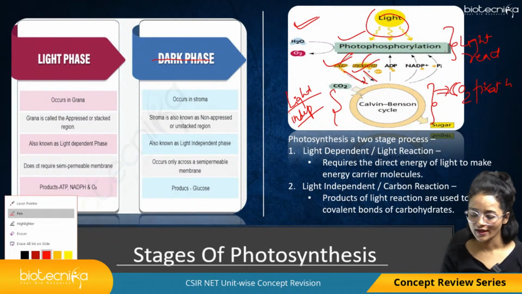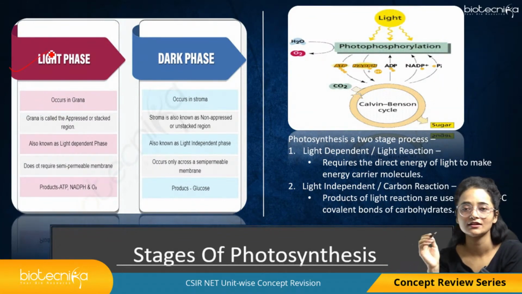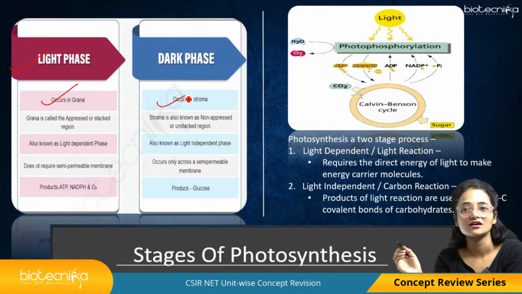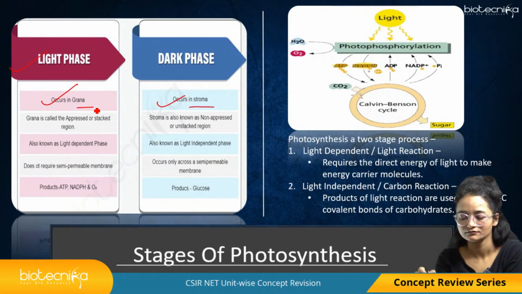This is the overview, and coming to the comparison between the light phase and the light independent phase. The light reaction basically occurs in grana, and the light independent reaction occurs in the stroma, right? Grana is called the appressed or the stacked region. It is basically known as the appressed or the stacked region.